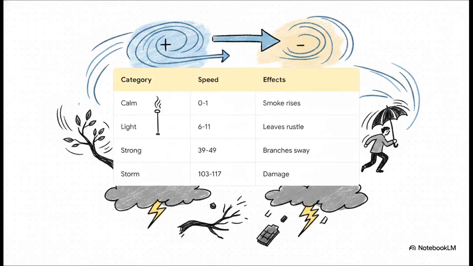So, what is wind? Wind is simply nature's way of balancing the scales, air moving from those heavy, high-pressure areas into the lighter, low-pressure zones. And this invisible movement scales up dramatically. A tiny pressure difference gives us a calm breeze where smoke just rises vertically. A bigger difference rustles the leaves. But when the pressure drops massively and suddenly, we go from strong breezes that wreck your umbrella all the way up to devastating storms topping 100 kilometers an hour.